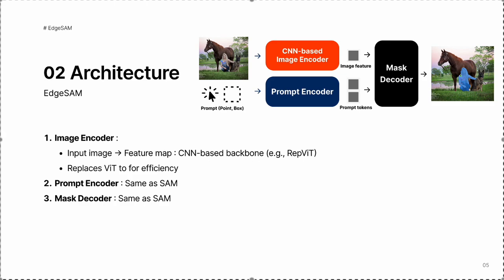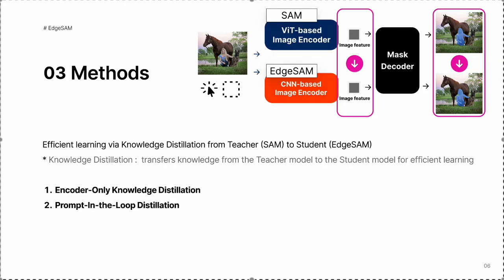EdgeSAM is built on the SAM architecture we explained earlier. It keeps encoder-decoder structure of SAM, but differs in the image encoder. Instead of ViT, EdgeSAM uses CNN-based backbone like MobileNet v3 to reduce computations. EdgeSAM uses two key strategies to achieve similar performance even after replacing the heavy ViT-based image encoder with a lightweight CNN-based encoder. First is encoder-only knowledge distillation.